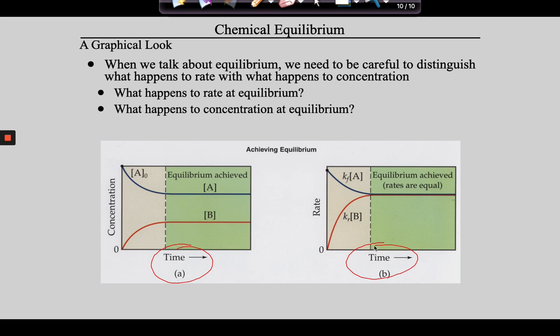A is our reactant because we start with some. B is our product because we don't start with any. And then guys, you'll notice that they draw a line that represents where this thing reaches equilibrium.